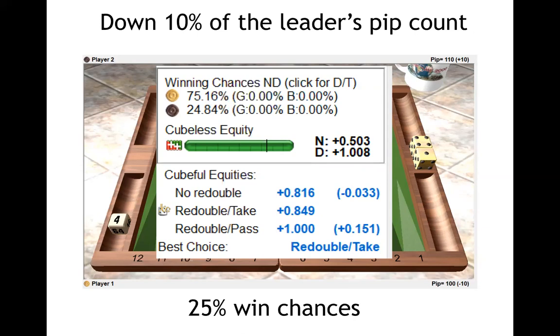That's huge. What's that? I'm saying it's pretty huge. I wouldn't have figured it would be that much difference in terms of winning chances.